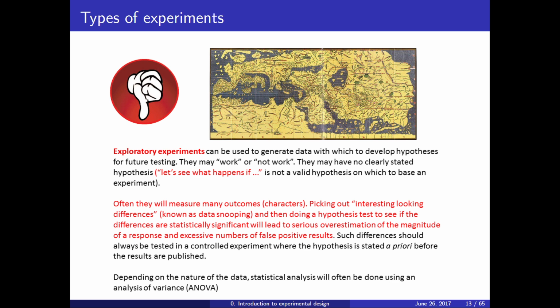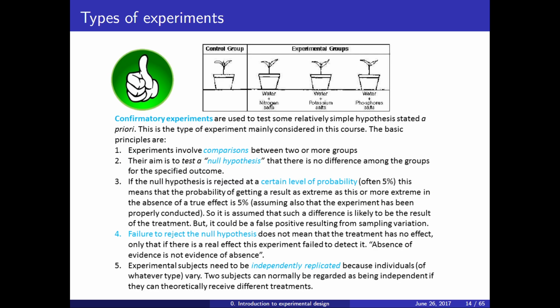Typically, depending on the experiment, these exploratory experiments are analyzed with ANOVA. A different kind of experiment is the confirmatory experiment. In the confirmatory experiment, you have a preconceived idea of what you want to test, so you have your hypothesis a priori, not a posteriori like in the exploratory experiment. Typically these experiments involve the comparison between two or more groups. For instance, here you would have a control group and three experimental groups in which you change the amount of water and salts that you use to grow plants, and you want to see the effects on growth. For instance, you will later measure the biomass or whatever.